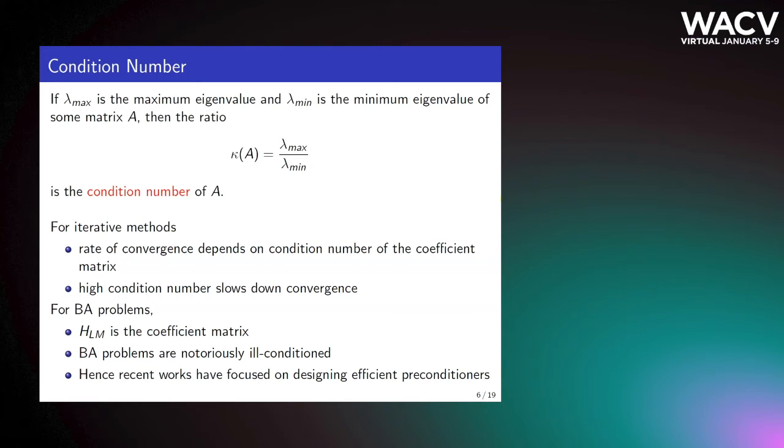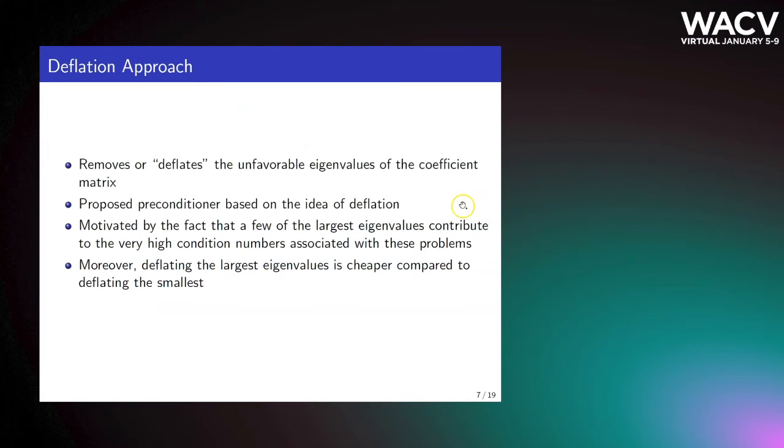For bundle adjustment problems, HLM is the coefficient matrix. It has been observed that bundle adjustment problems are very ill conditioned. Iterative methods for badly conditioned problems require a preconditioner for speeding up the convergence. Hence, recent research has focused on designing efficient preconditioners. In this paper, we design a preconditioner using deflation.